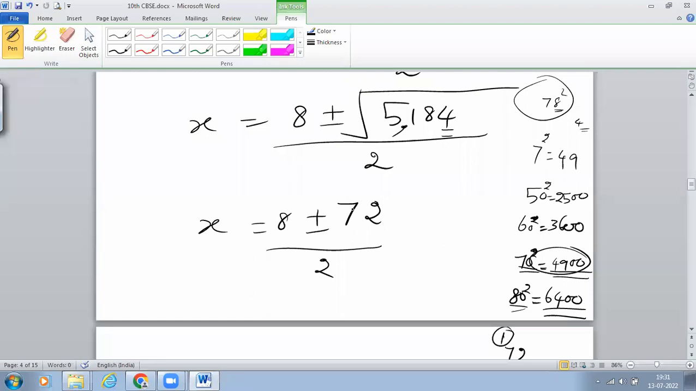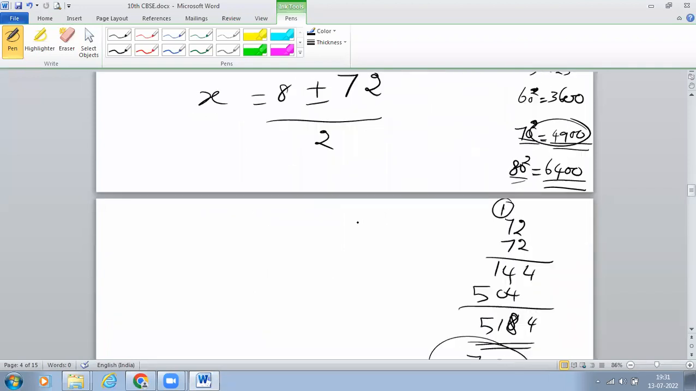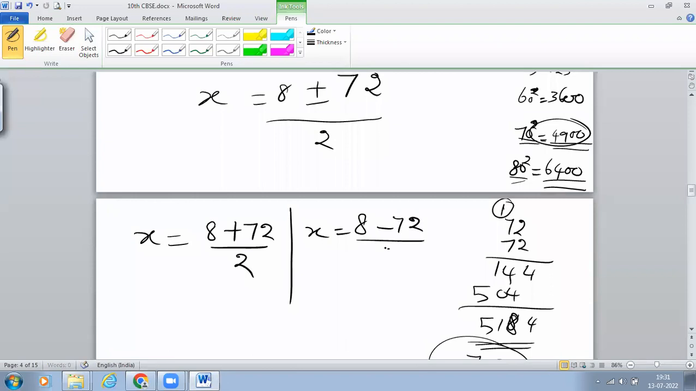Have you completed up to this step? Yes, sir. Now to find the two answers, x is equal to, since it is a quadratic equation, it will have two roots. So first one is 8 plus 72 by 2. This is one root. And another root is x is equal to, because it is plus or minus, you have to use the minus symbol also. So 8 minus 72 by 2.